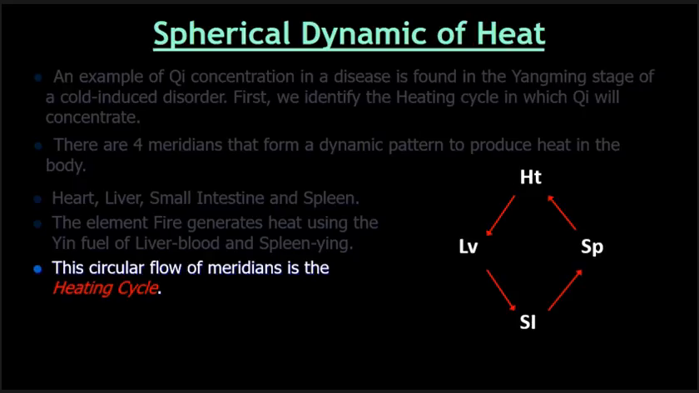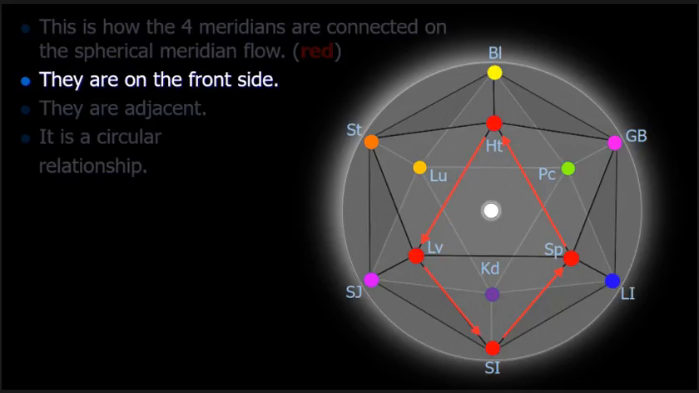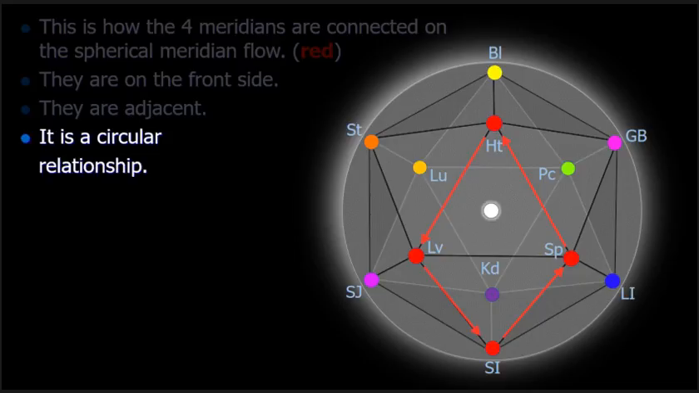Now I want to show what this looks like on the spherical flow. So this is how the four meridians are connected on the spherical meridian flow. You can see that they're connected in red, and this is the front side of the sphere. You have the heart down to the liver, to the small intestine, and then up to the spleen, and then back up to the heart. This is how they're connected. They are on the front side of the sphere. They are adjacent, and it is a circular relationship. You can see the arrows going around in a circular relationship. So they form this cycle that can reinforce itself as a qi concentration and produce heat. That's why it's called the heating cycle.